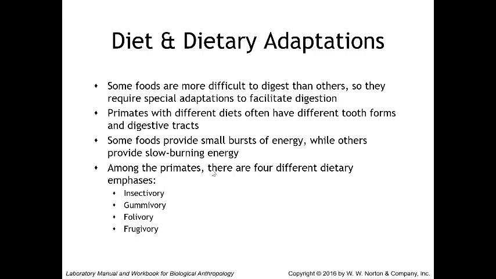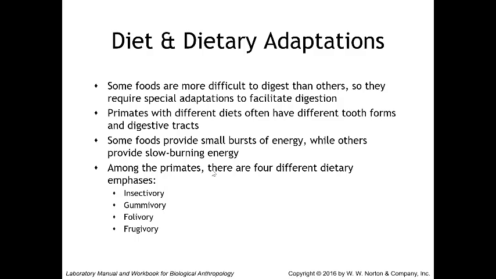So you're going to hear me say gums, insects. These are small packets of energy, right? Small bursts of energy versus foliage is a large packet of energy. Just think of it as packets of energy, essentially, right? So I'll be making those analogies throughout the entire section. So some foods provide small bursts of energy, small packets of energy. Others provide slow burning energy.